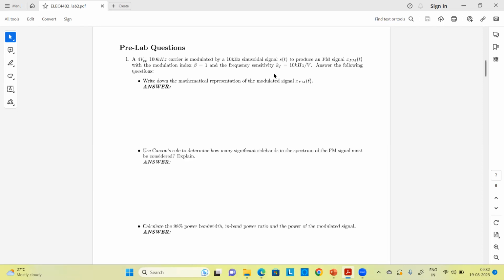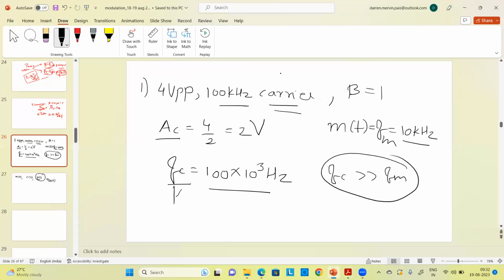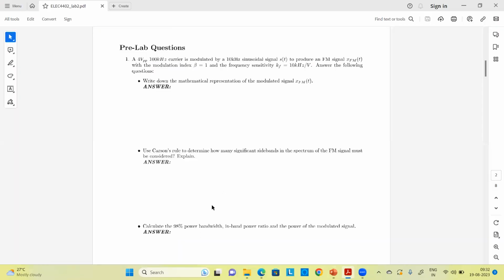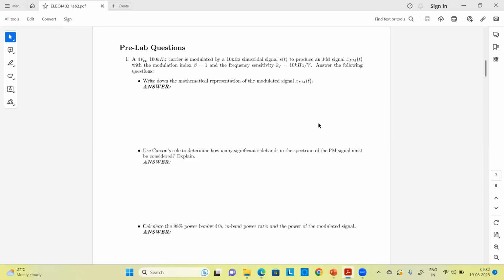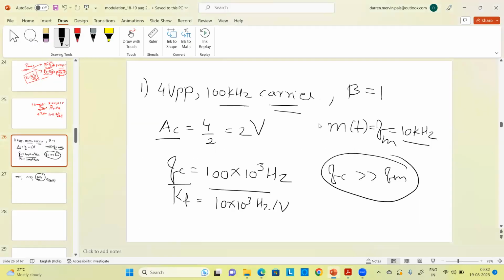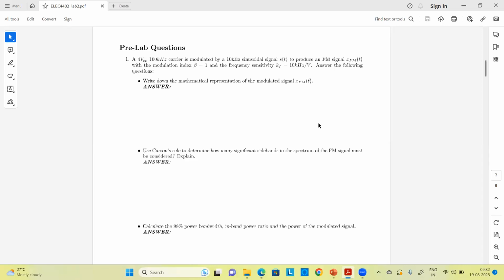And the frequency sensitivity is given as KF, which is equal to 10 kilohertz per volt. Answer the following question. So is the data clear, Jerry? What data is given to you in the question? Oh yes, it's clear. So basically I just copy the thing. So I say AC cosine 2 pi FC T plus beta sine 2 pi FM T. Is it something like that? Excellent. So I'll just solve and show you.